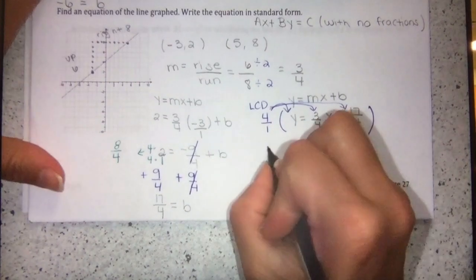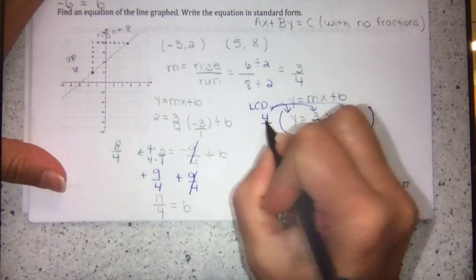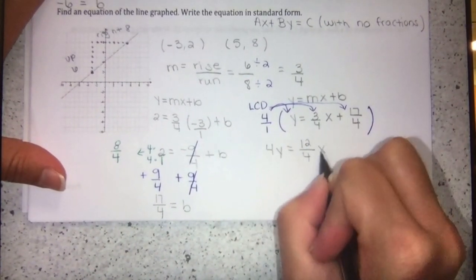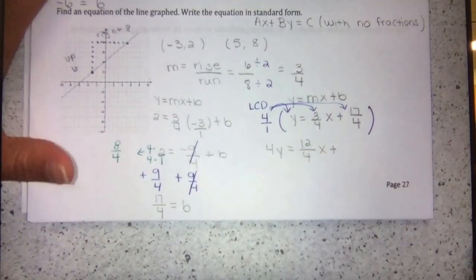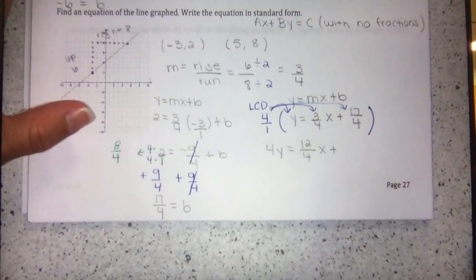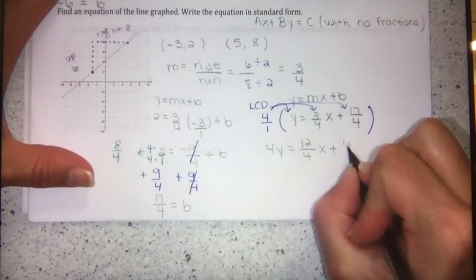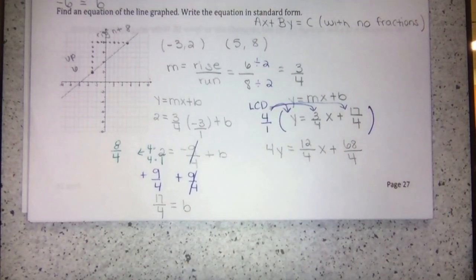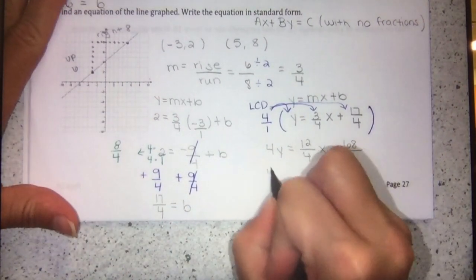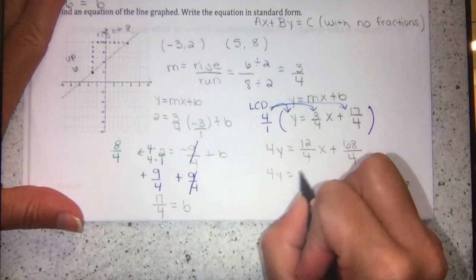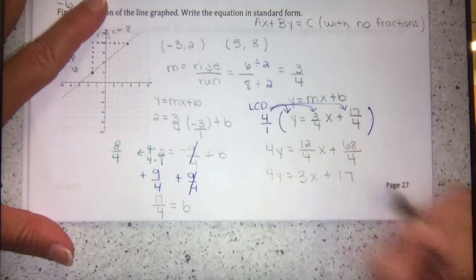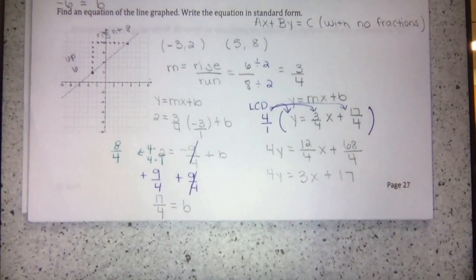So 4 times y is 4y equals 4 times 3 is 12 all over 1 times 4 is 4, x plus 4 times 17, 68, thank you, all over 1 times 4, which is 4. When we simplify the fractions, they should go away now. So 4y equals 12 divided by 4 is 3, 3x plus 68 divided by 4 will give us that 17. So we got rid of the fractions. That's what we wanted for standard form.